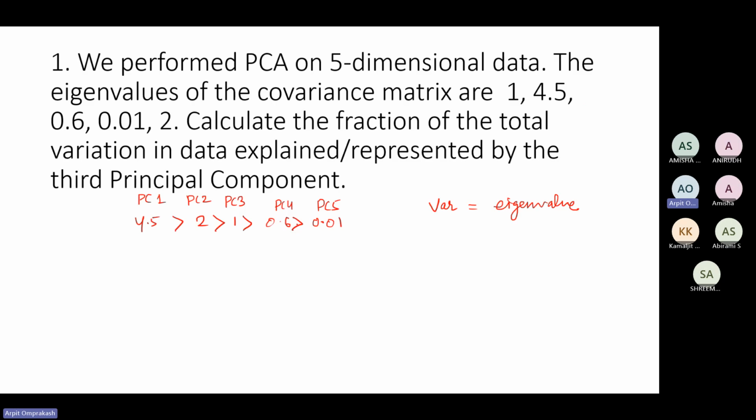So basically, we need to find the fraction of the variation. For PC3, the variation is 1 divided by the total. So we'll take the sum of all the variation: 4.5 plus 2 plus 1 plus 0.6 plus 0.01. The answer is the variance explained by PC3 divided by total variance. Right, so it's 1 divided by 8.11, which is approximately 0.123. So the answer here will be 0.123.